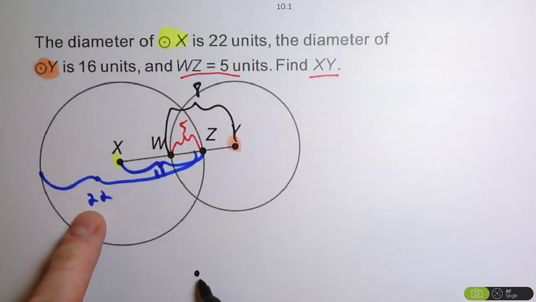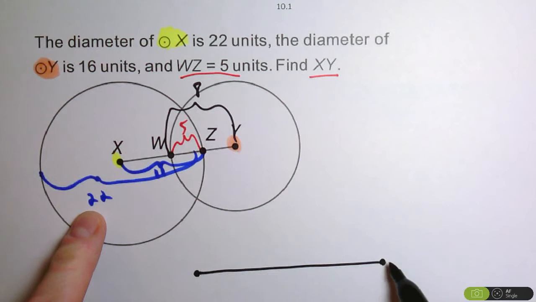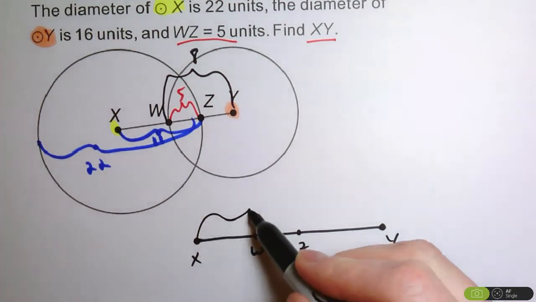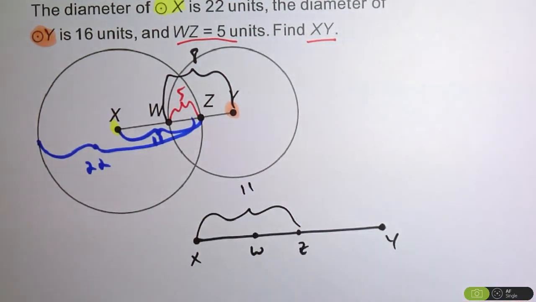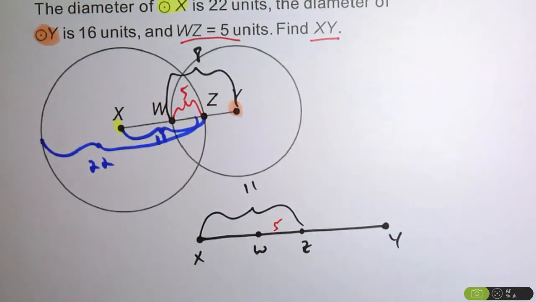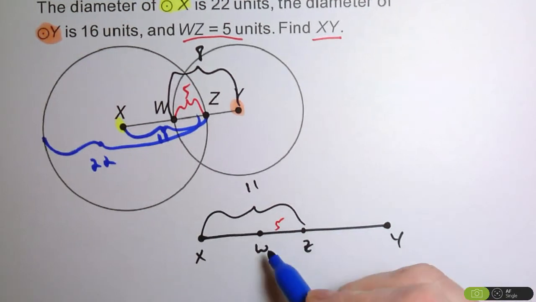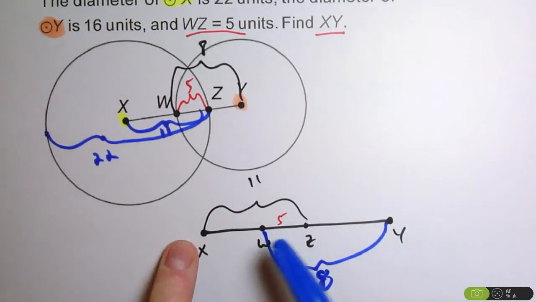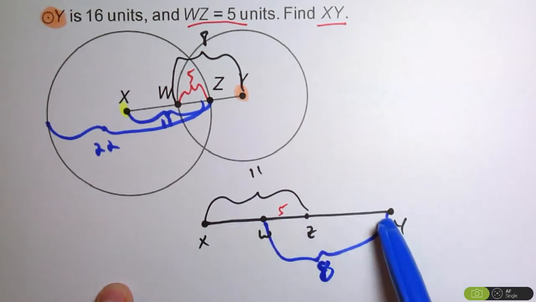Let me just draw the segments out, because I think it'd be easier to look at it that way. All this circle stuff has gotten a little bit confusing. So here's X, W, Z, Y. We know that XZ is 11. We know that WZ is specifically 5. And we know that WY is 8. So what we need to figure out is what are XW and ZY, and then we can just add those 3 parts together.